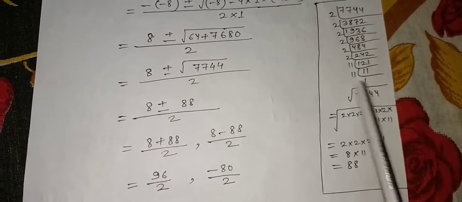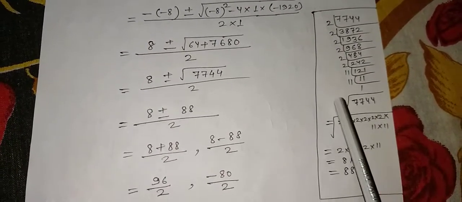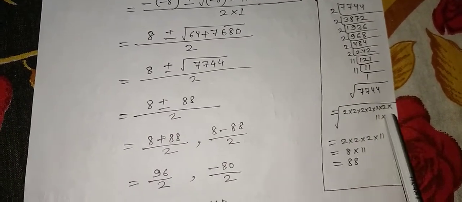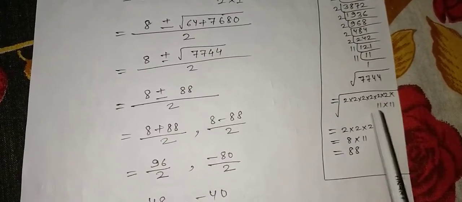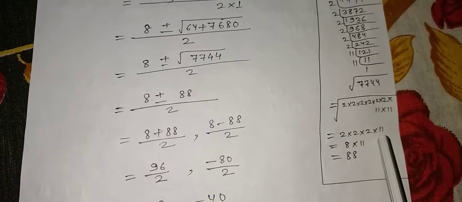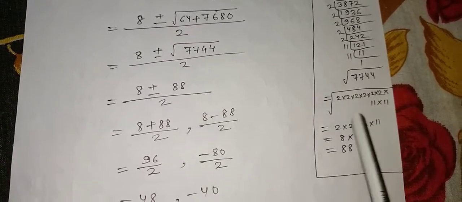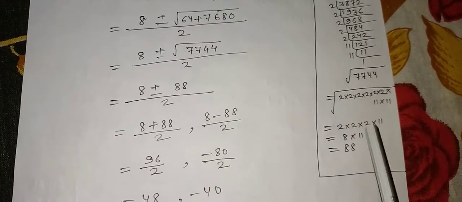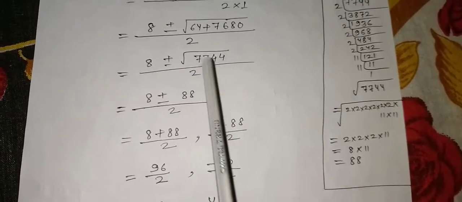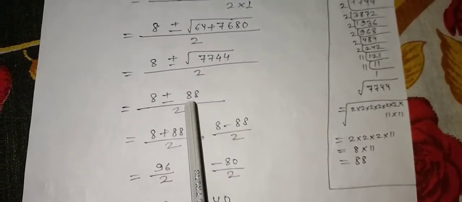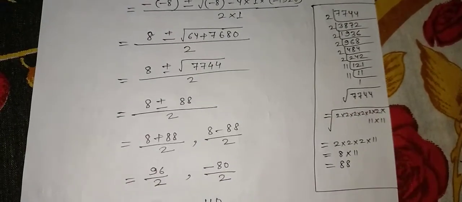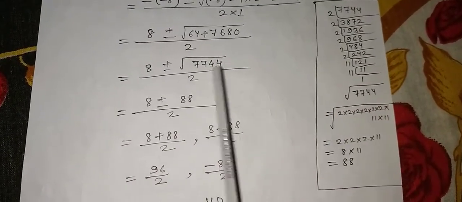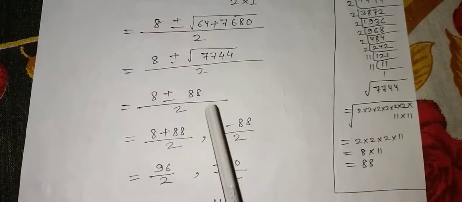So if 7744 is in the root, then out of 6 2's, 3 2's will come outside, and out of 2 11's, 1 11 will come out, and the root will vanish. Then 2 2's are 4, 4 2's are 8, 8 into 11 is 88. That means root over 7744 result is 88. This is how, with the help of factorization, I have done. You can even do it with the help of the division method also.